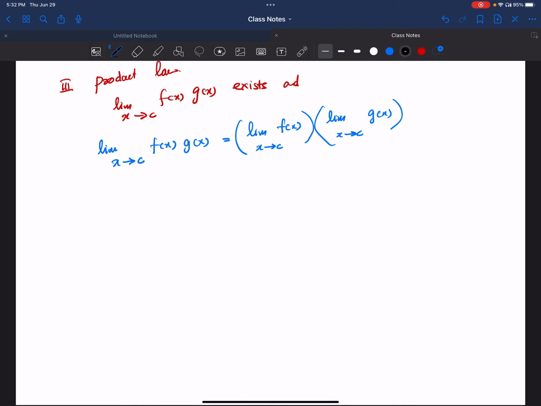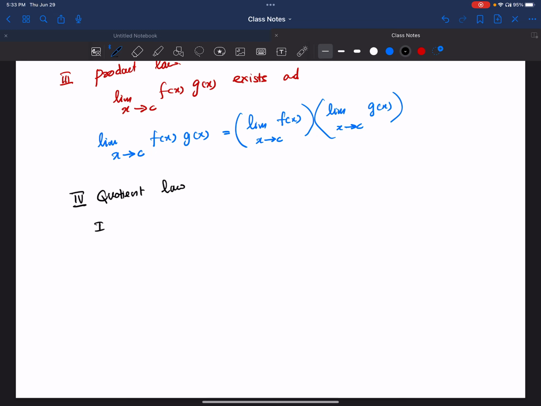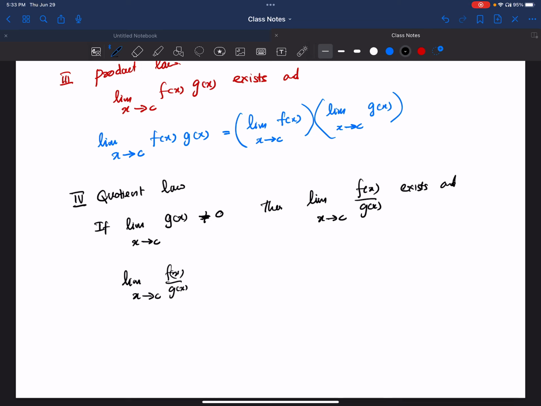And number 4, the quotient law. If the limit as x goes to c of g of x is not equal to 0, then the limit as x goes to c of f of x over g of x exists, and that should be equal to the limit as x goes to c of f of x over the limit as x goes to c of g of x.